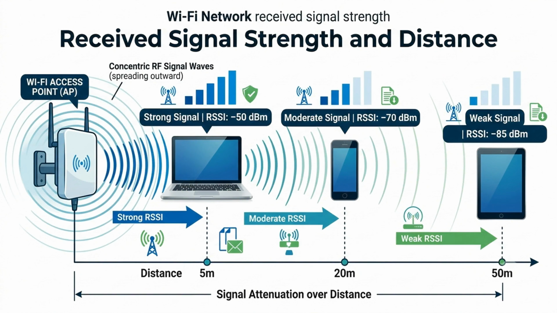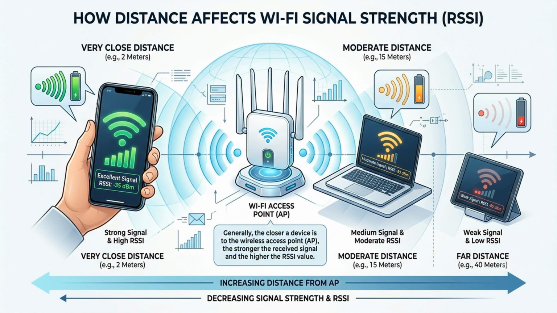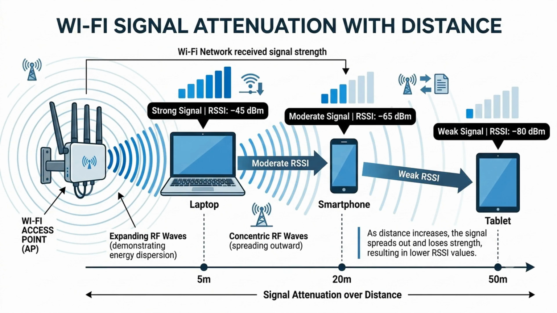Received signal strength and distance. The Received Signal Strength Indicator, RSSI, measures the strength of a wireless signal when it reaches a client device. Generally, the closer a device is to the wireless access point, AP, the stronger the received signal and the higher the RSSI value. As the distance between the client device and the AP increases, the signal spreads over a larger area and loses strength. As a result, the RSSI decreases, indicating a weaker received signal.